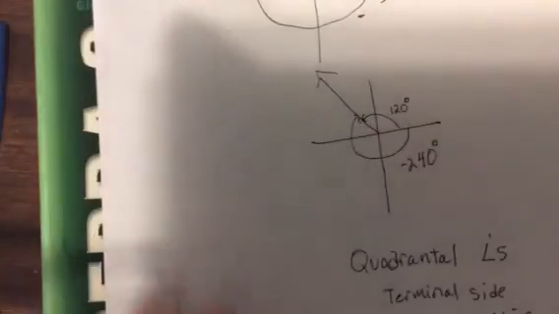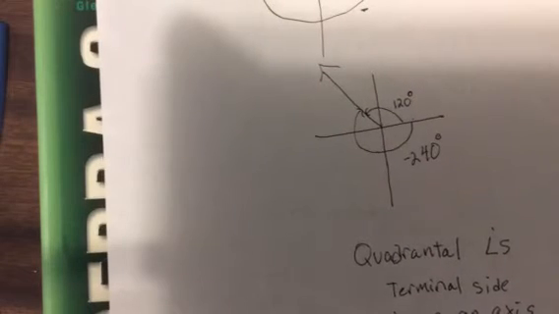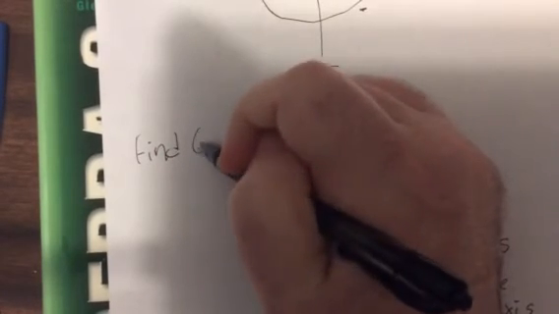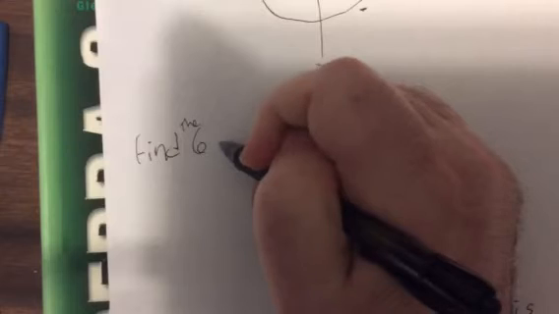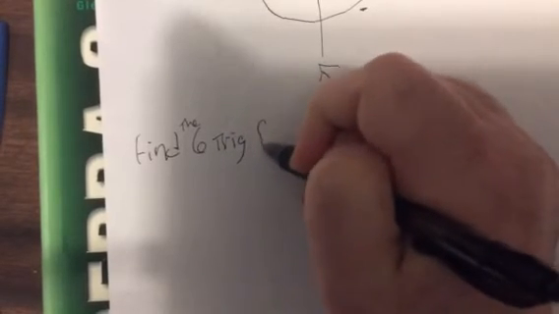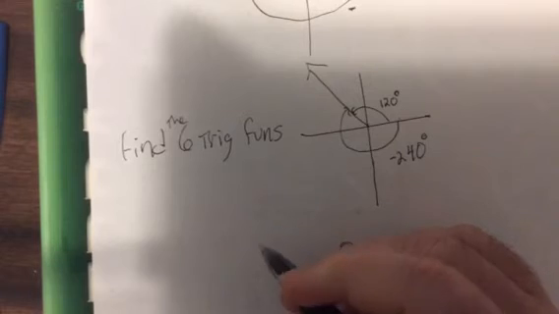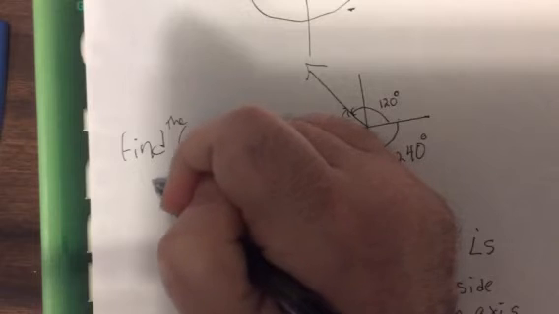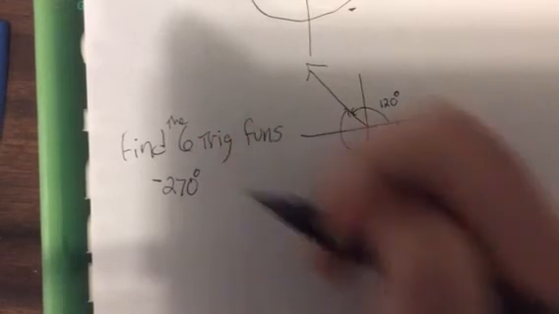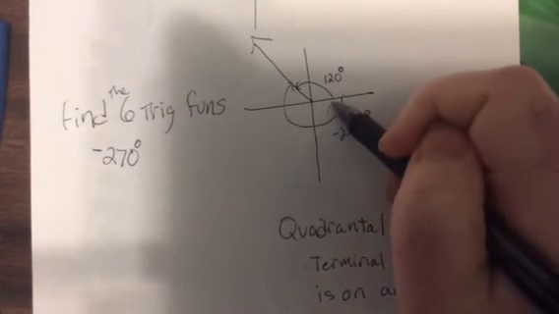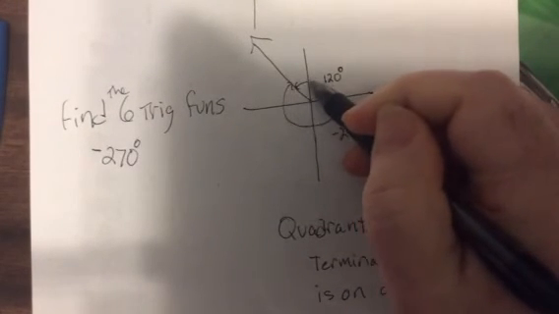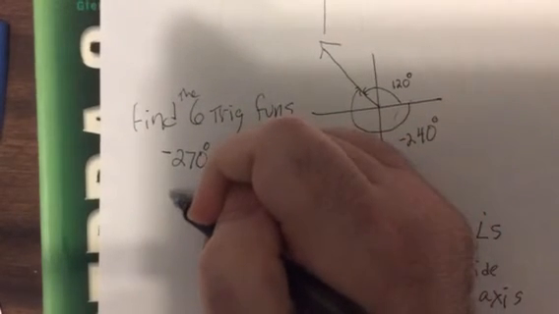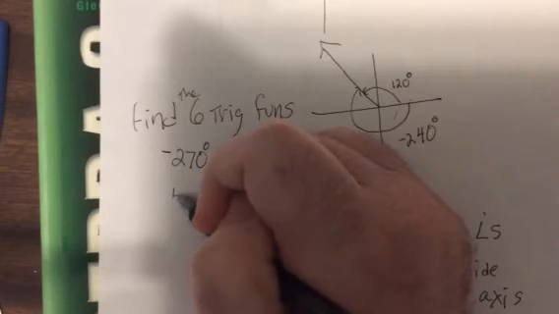So, you don't turn in this homework I'm about to give you, but I want you to do it, and then I'll have the answers at the start of tomorrow's video. Find the 6 trig functions for negative 270. So, notice, start here, negative 270. Oop, I just gave you a hint. It's the same as this one. Oh, I'm sorry. Do 4.